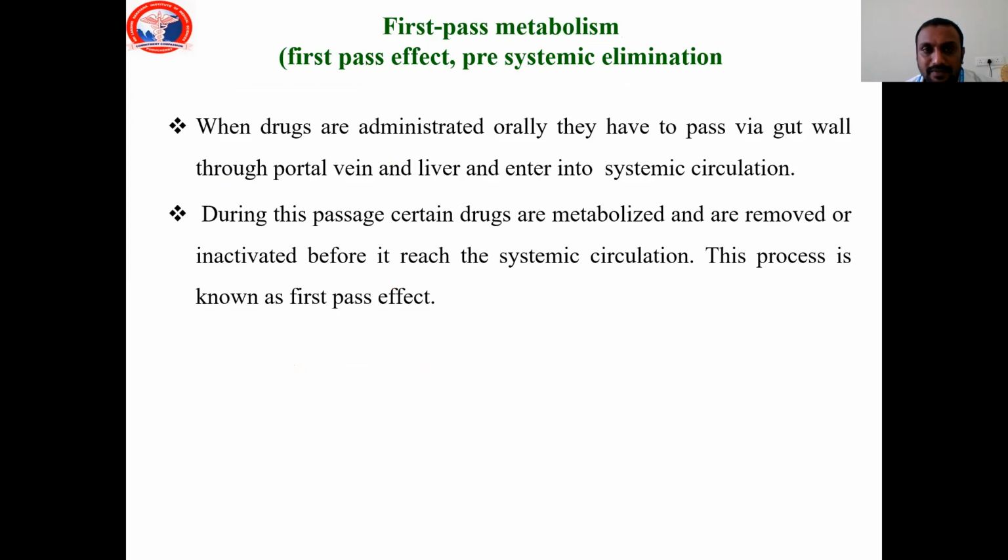The other name for first pass metabolism is first pass effect or pre-systemic elimination. When drugs are administered orally, they have to pass through the gut wall, the portal vein and the liver, and then enter the systemic circulation. During this passage, certain drugs are metabolized, removed or inactivated before they reach the systemic circulation. This process is known as first pass metabolism. So drugs that are taken orally will undergo first pass metabolism, and these drugs will have lesser bioavailability.